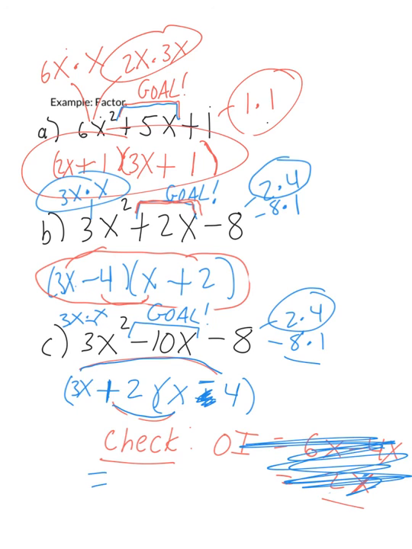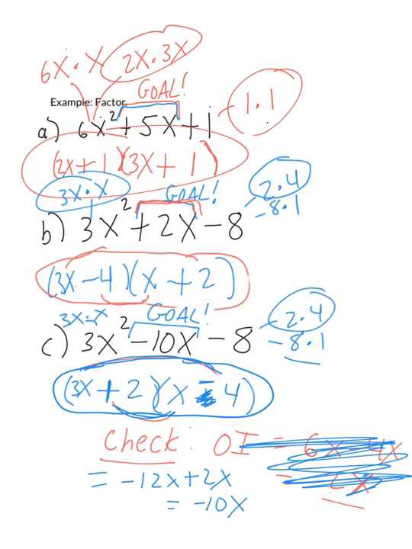So if we do OI now, 3x times negative 4 is negative 12x. The inner terms, plus 2x. Negative 12x plus 2x is negative 10x. Yay, that was the middle term we wanted. So this is the final answer: the quantity 3x plus 2 times the quantity x minus 4.